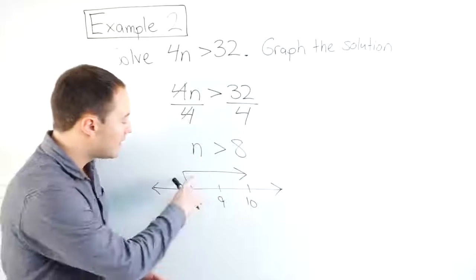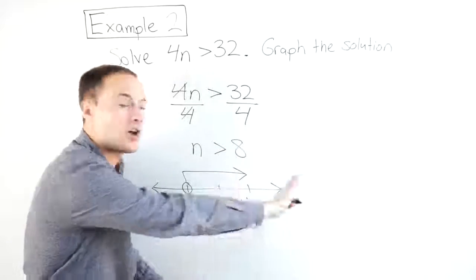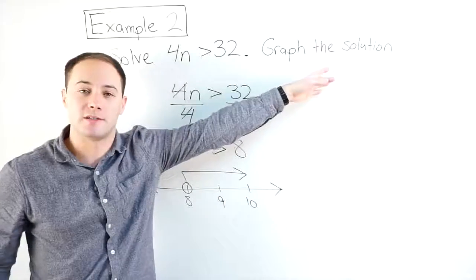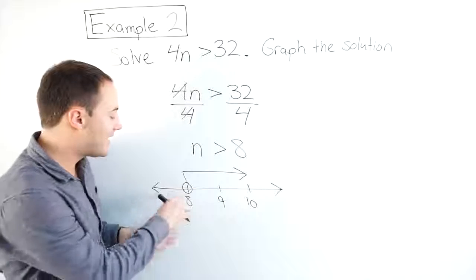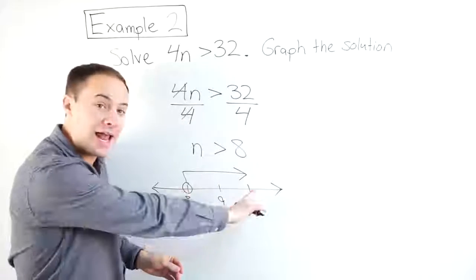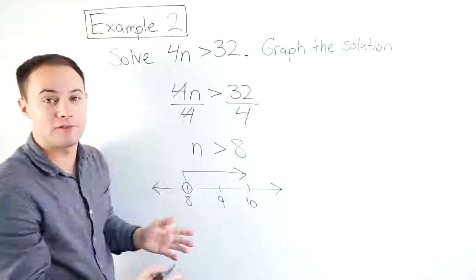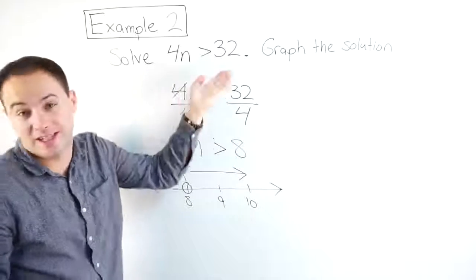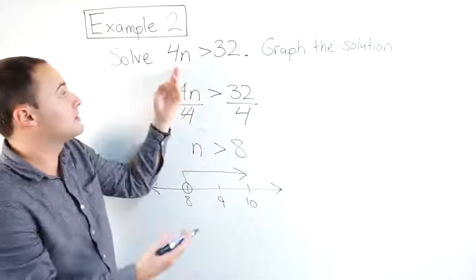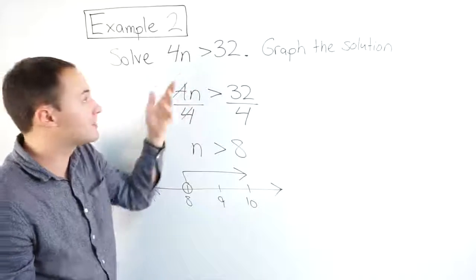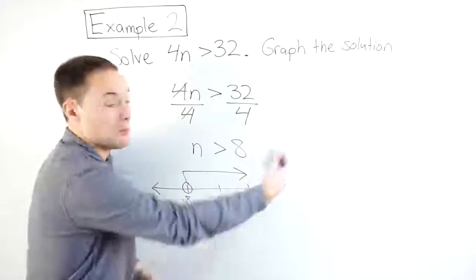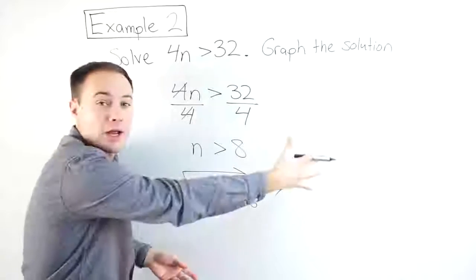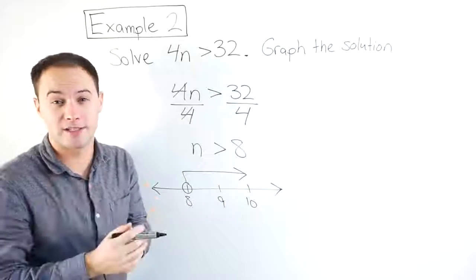So again, this arrow represents all the solutions to this inequality. Any number that's greater than 8 would be a solution, right? 10 would be a solution because 4 times 10 is 40. That's greater than 32. 9 would be a solution. 4 times 9 is 36. That's greater than 32. A million would be a solution. Anything greater than 8. Let's try one more example.